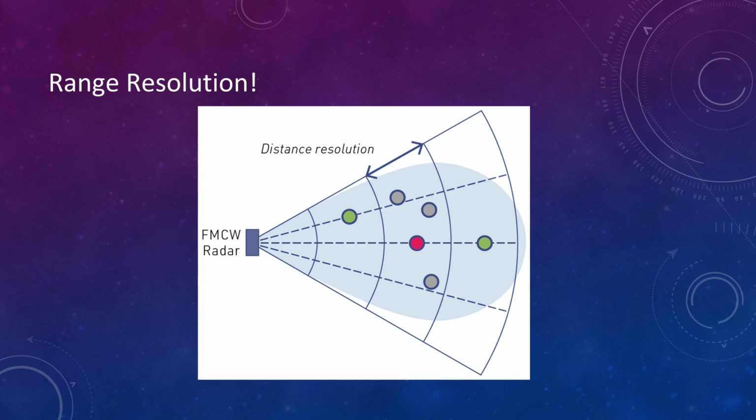This diagram shows an FCW radar with range resolution cells. Our range resolution was 10 centimeters, which means that we want to be able to detect two targets separated by a minimum spacing of 10 centimeters. Now we will demonstrate our ability to separate two targets 10 centimeters apart.